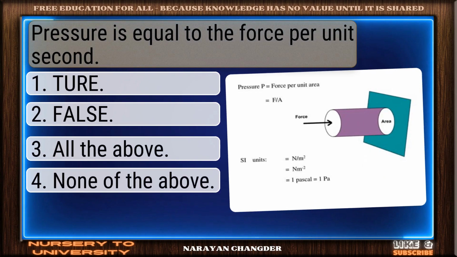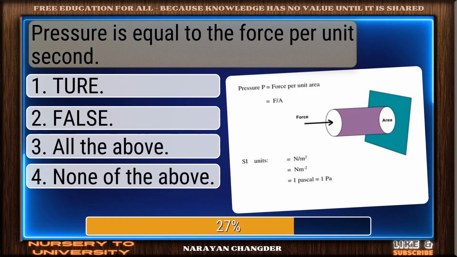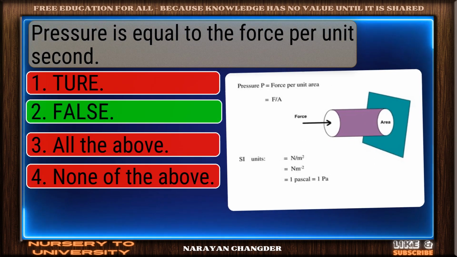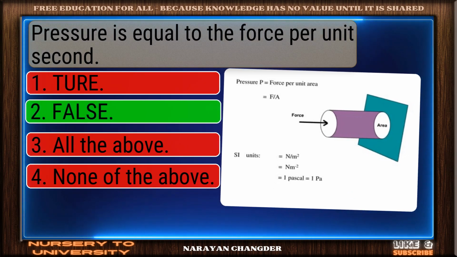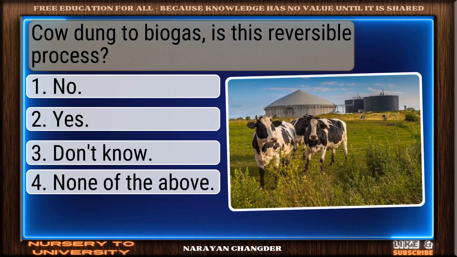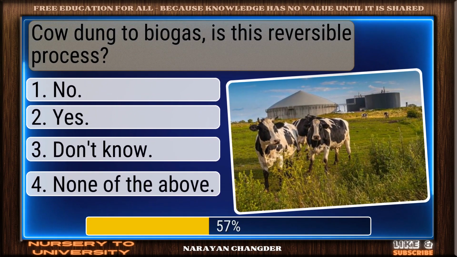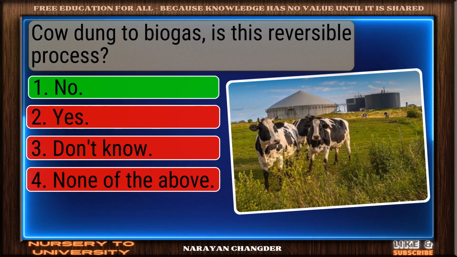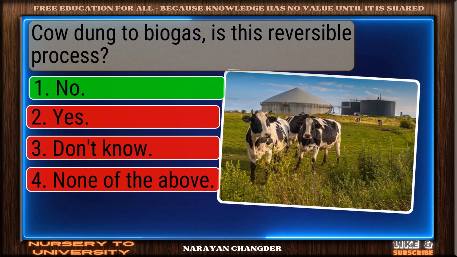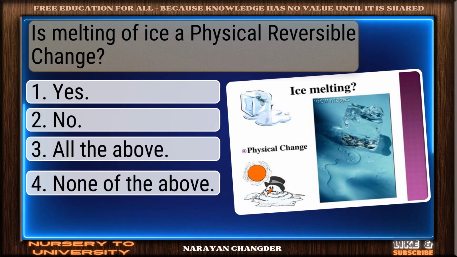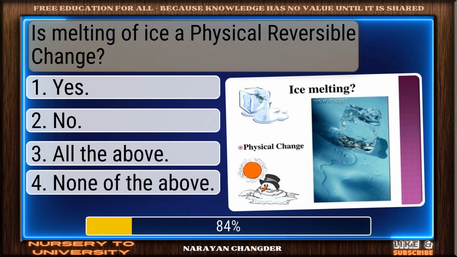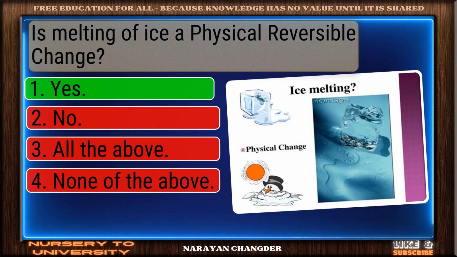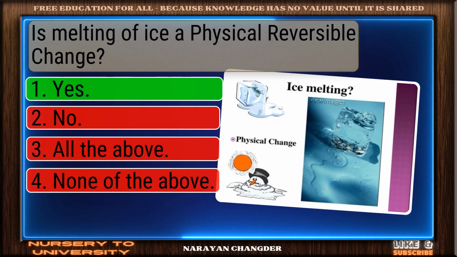Pressure is equal to the force per unit second. Right choice. False is the best answer. Cow dung to biogas, is this reversible process? Smart pick. No is the correct choice. Is melting of ice a physical reversible change? Strong choice. Yes is the right answer.